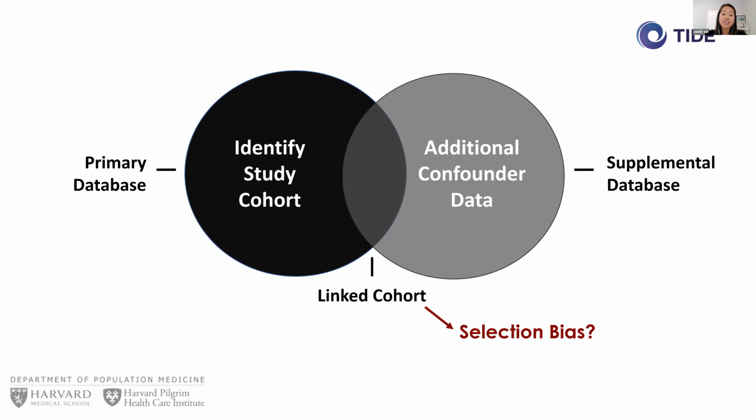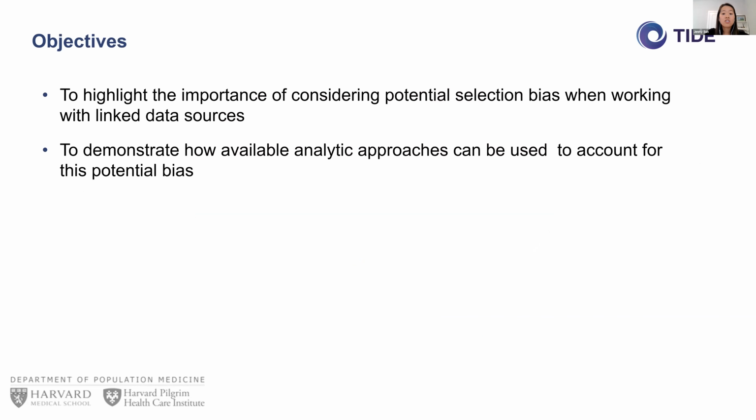Now, if this subset of linked patients is not representative of the original study cohort identified from the primary database, then restricting an analysis to the linked population could introduce bias. So the objective of this study will be to highlight the importance of considering potential selection bias when working with linked data sources, and to demonstrate how available analytic approaches can be used to account for this potential bias.